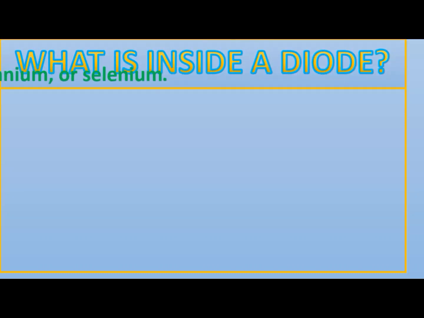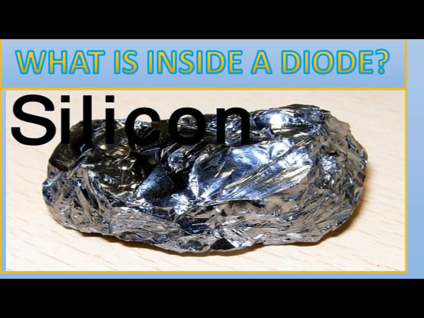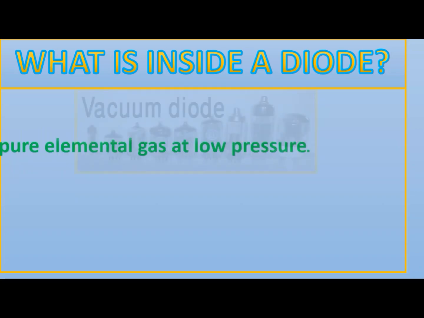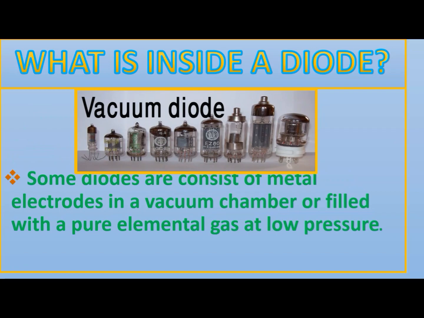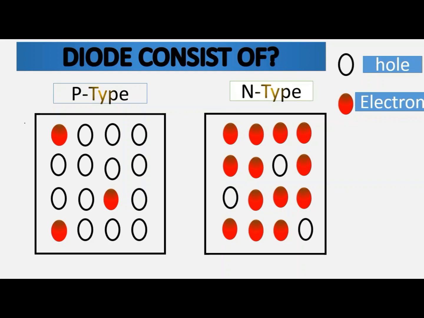What is inside a diode? A diode consists of semiconductor material such as silicon, germanium, selenium. This is a picture of silicon and germanium. Some diodes consist of a metal electrode in a vacuum chamber or filled with a pure elemental gas at low pressure.